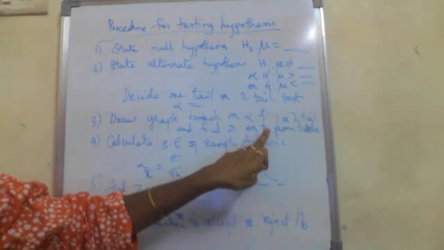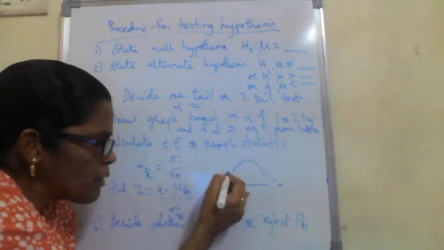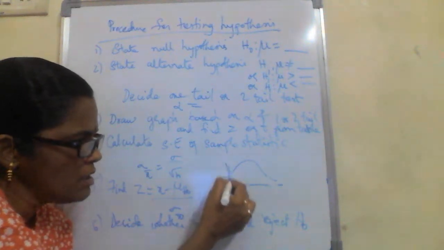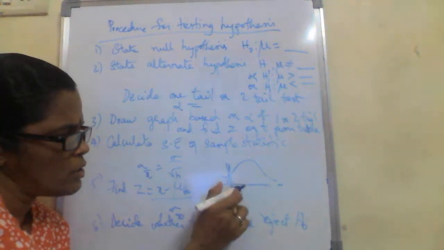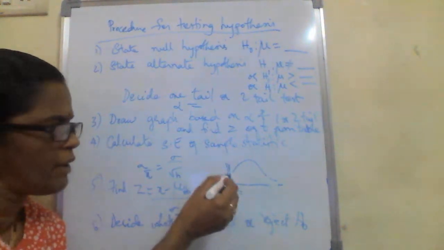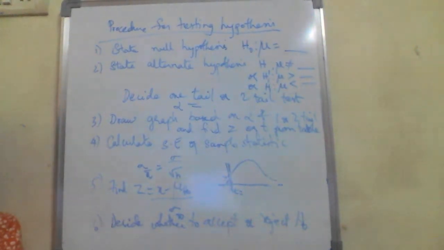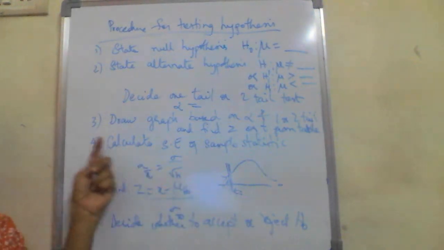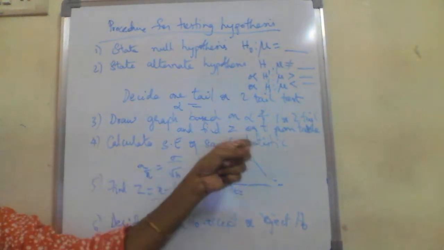If it is a small sample, we take the t table and find the t value. That particular value will be this border value. So this is z equal to, or if it is a small sample, t equal to. You will find this from the graph. So the first thing, you find z or t based upon the sample size and put it in the graph. Next step, the fourth step, you have to calculate the standard error of the sample statistic.